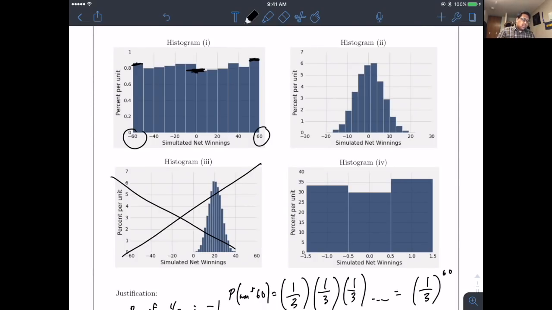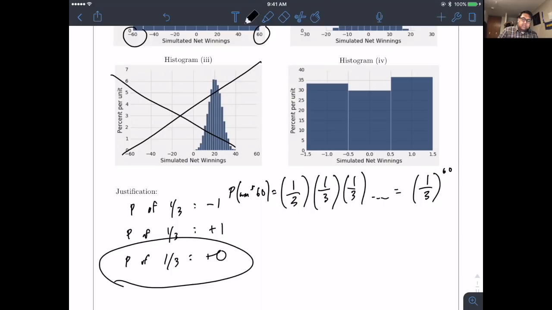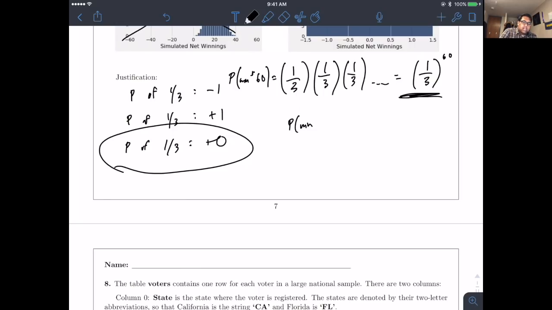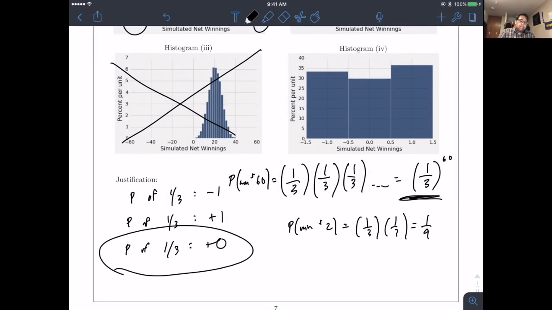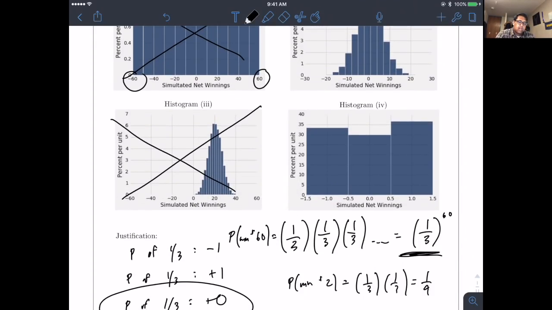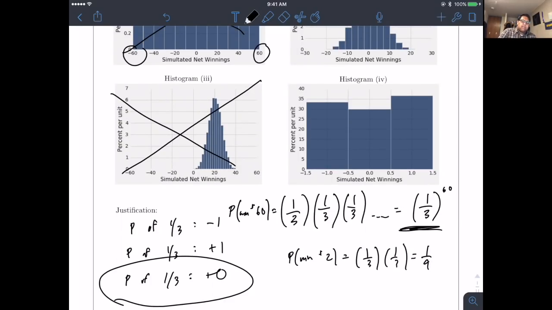The heights of the bars representing the probabilities of winning $60 or losing $60 should be very, very small, because this probability is so small. So right away we can take this graph away, because the end probabilities need to be much less than the central probabilities. For example, the probability of winning $2 is a third times a third, which would be a ninth, which already isn't too great, but it's much closer to the probability of winning $1 or $0 than the probability of winning $60.